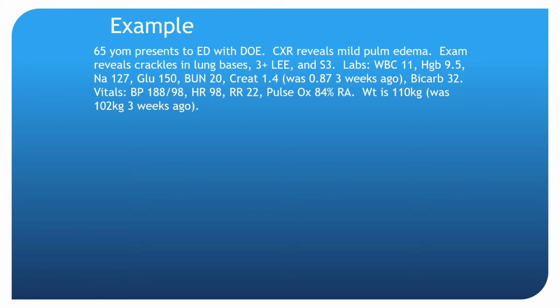Here's another example. So let's say you have a 65-year-old male who presents to the ED with dyspnea on exertion, chest x-ray reveals mild pulmonary edema, exam reveals crackles in lung bases, 3 plus lower extremity edema, and an S3. So clearly this patient's likely in heart failure. Labs reveal white count of 11, hemoglobin 9.5, sodium of 127, so that's definitely low, but not in the critical category, but you'd want to assess for symptoms.